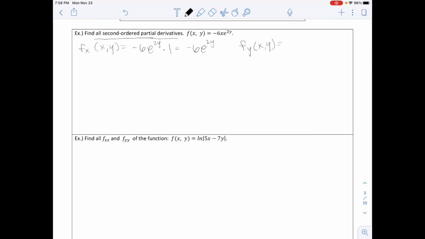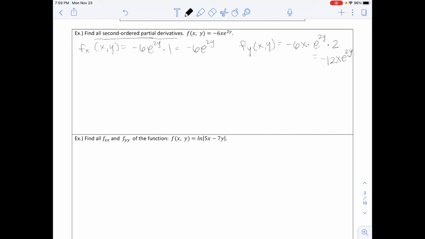And then taking the derivative of this, our constants that don't change are going to be negative 6 and x. And then taking the derivative of e to the 2y, we get e to the 2y, that stays the same, times the derivative of the exponent, which is just 2. And so cleaning this one up, we have negative 12x e to the 2y. So that is not what we are looking for.